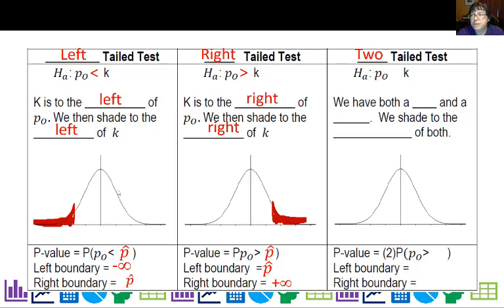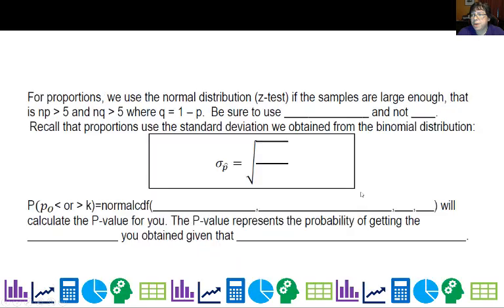Or we can do a two-tailed test where we're saying p naught is not k. We have both a left and a right, so we have to shade outside of both. So we're basically going to find the probability of one tail and double it. Your right boundary is infinity, your left boundary is p hat, and then you would just double that. This is assuming that p hat is higher. If p hat is lower than p naught, then you want to use the other tail. But there are easier ways to do this, so don't worry too much.